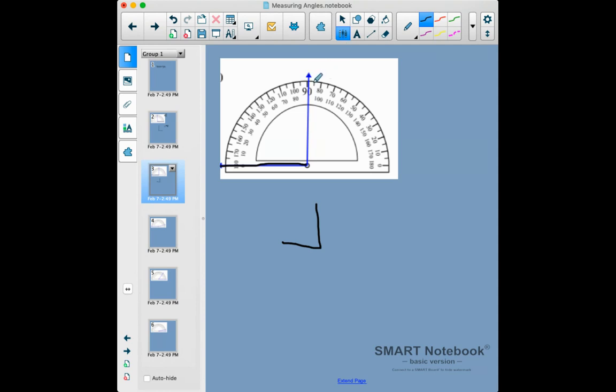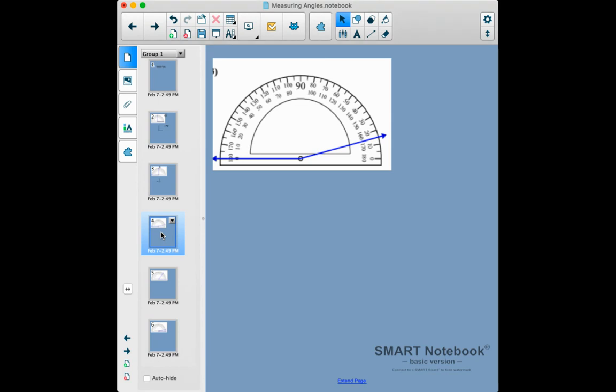Actually, it looks like it's almost exactly on the line of 90. So what I'm going to say is it looks just like an L. So this would be a right angle. It would equal exactly 90 degrees. We are going to look at two more angles just to make sure.